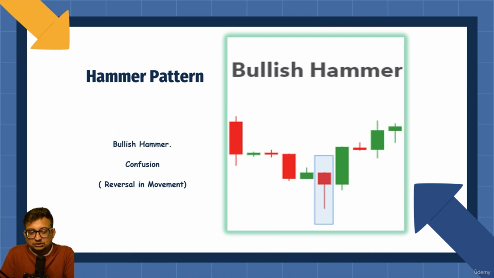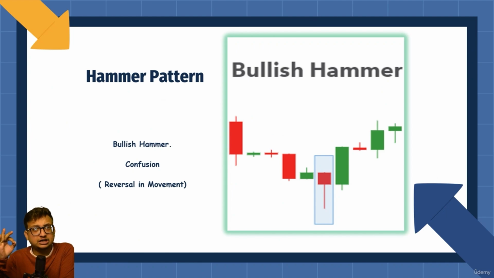Hello everyone, so let's start with our next concept, which is bullish hammer and bearish hammer. There are two types of hammer: bullish hammer and bearish hammer. You have understood what is engulfing, bullish engulfing and bearish engulfing, how to interpret this, how to use this. I hope it's very, very clear.